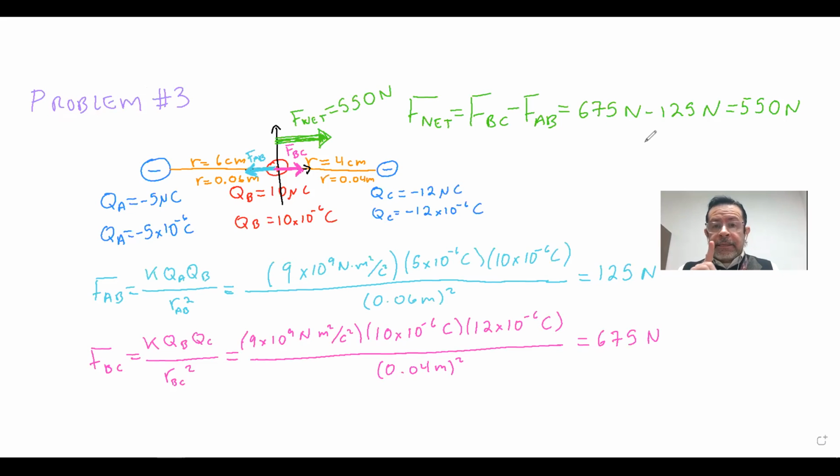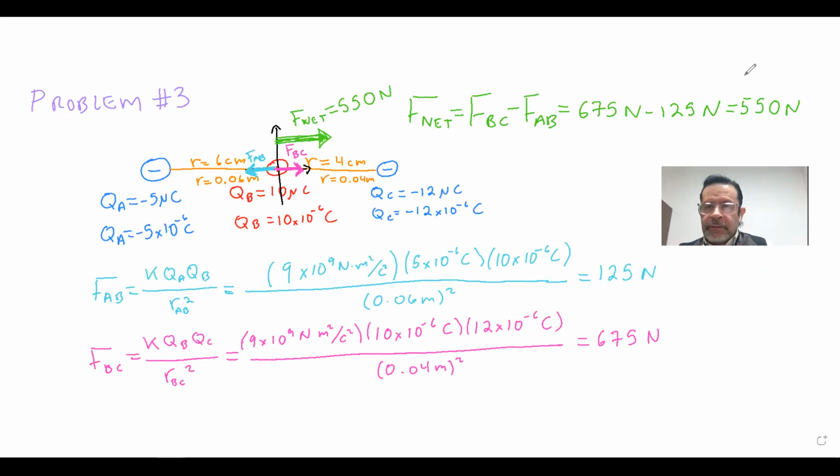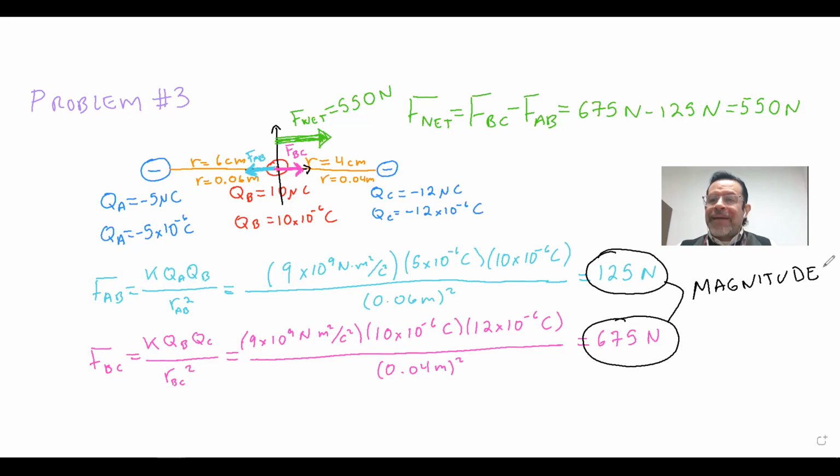Oh, well, and that's a good question, Andrea. The net force does have a sign. The net force was 675 minus 125. It's 550. When we're writing it down here, Andrea, in these, this is the magnitude. Okay. And the magnitude doesn't have a sign. Okay. It's 125 and 620. It's how much.